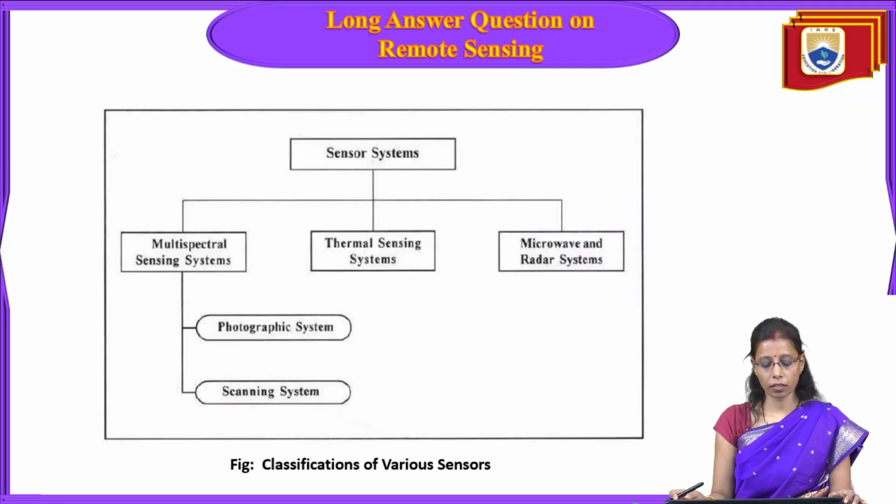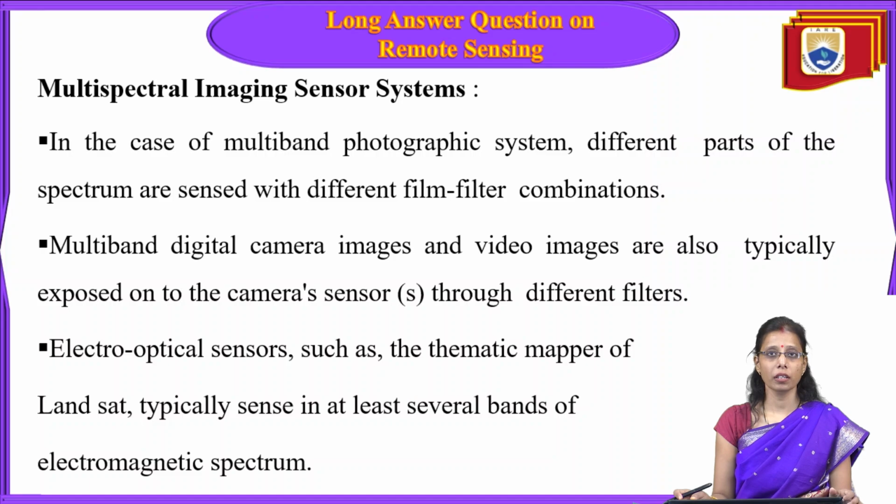Here we can use these classifications of various sensors: multispectral sensing systems, thermal sensing systems, microwave and radar systems. Here we have photographic and scanning systems. Under this we have multispectral imaging sensor systems. In the case of a multiband or photographic system, different parts of the spectrum are sensed with different film and filter combinations. Multiband digital camera images and video images are also typically exposed onto the camera sensor through different filters.